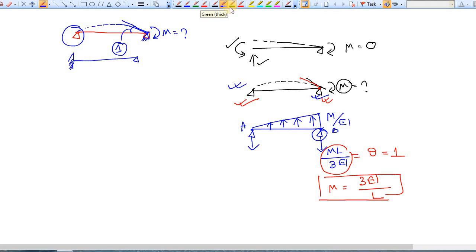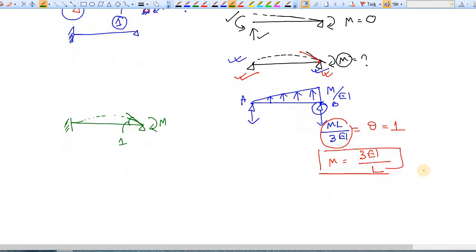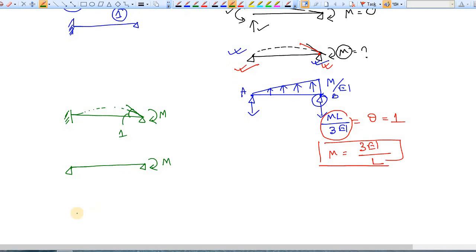Okay, now let's say far end support is fixed. This is pinned support, and again you are applying a moment M. Okay, so how much moment is required to produce this unit rotation? Okay, again break this beam into two parts. First part is both the supports are simply supported, you are applying moment M, and second part is both the supports are pinned, but due to this fixed support you are applying a redundant moment.